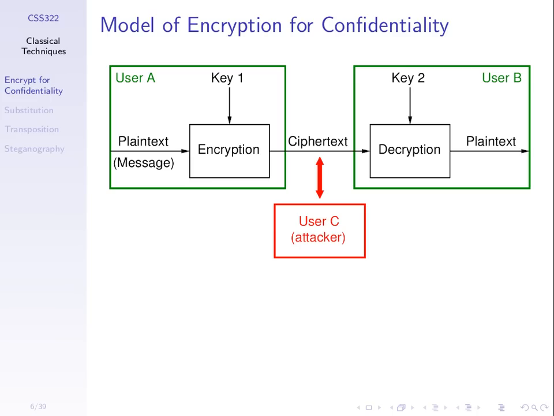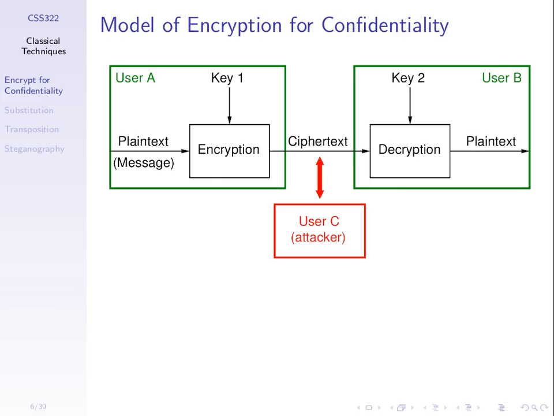But the other input to the encryption is some key. So there's two inputs. We need a key and the plain text, then we apply some algorithm, and as an output we get ciphertext. We will spend some time looking at different algorithms that we can apply here, but let's keep going. We send the ciphertext to B, which means user C can see the ciphertext. Whatever the ciphertext is, we assume C knows the value.